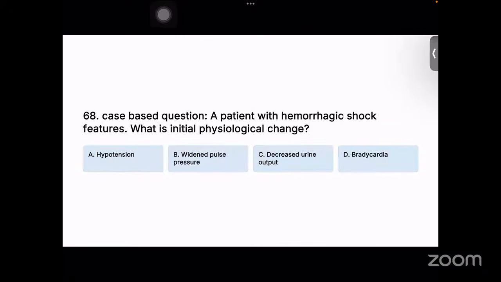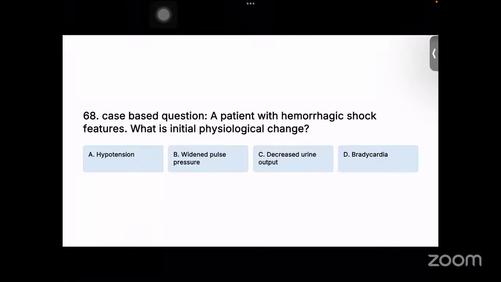Next, a case-based question. A patient with hemorrhagic shock. What is the initial physiological response? Class 1: minimal symptoms, vitals will be normal, compensatory mechanisms will be activated. Class 2, with 15 to 30% loss: tachycardia, narrowed pulse pressure, decreased urine output. Class 3 will develop hypotension, altered mental status, and oliguria. Class 4, which is more than 40% loss: profound hypotension, altered consciousness, severe organ hypoperfusion.